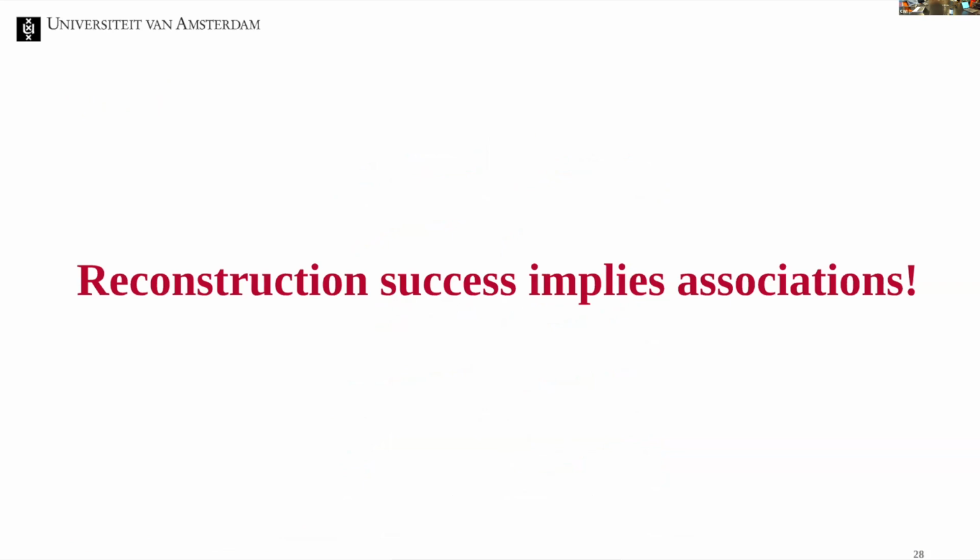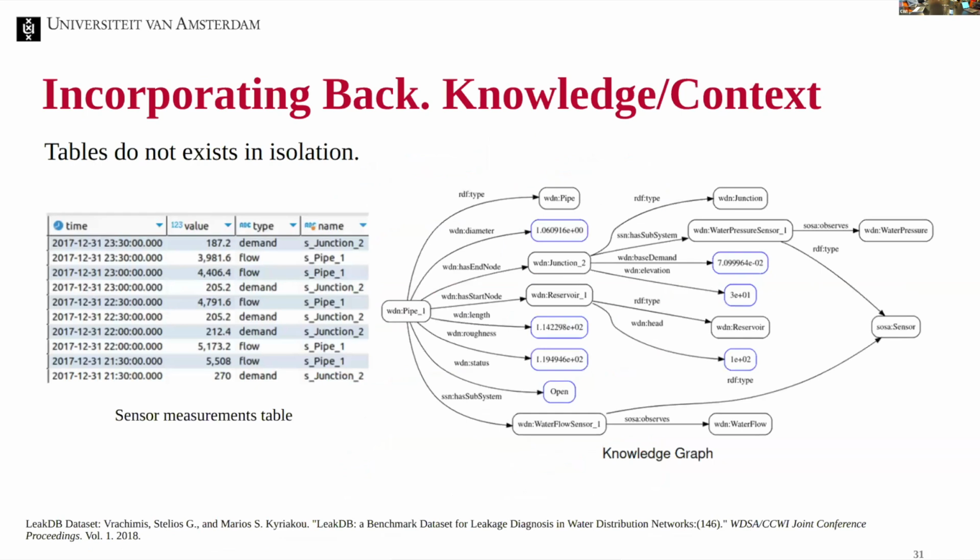If certain features help us reconstruct others, then there's an association between them. And then the next thing we have done is that we said, okay, tables don't exist in isolation. My project is funded by a digital twin project, creating digital twins of cyber physical systems. In those cases, we have a table of sensor data and then a knowledge graph that describes the cyber physical system. So let's say this is sensors, and this knowledge graph shows you where this sensor is placed, the context.